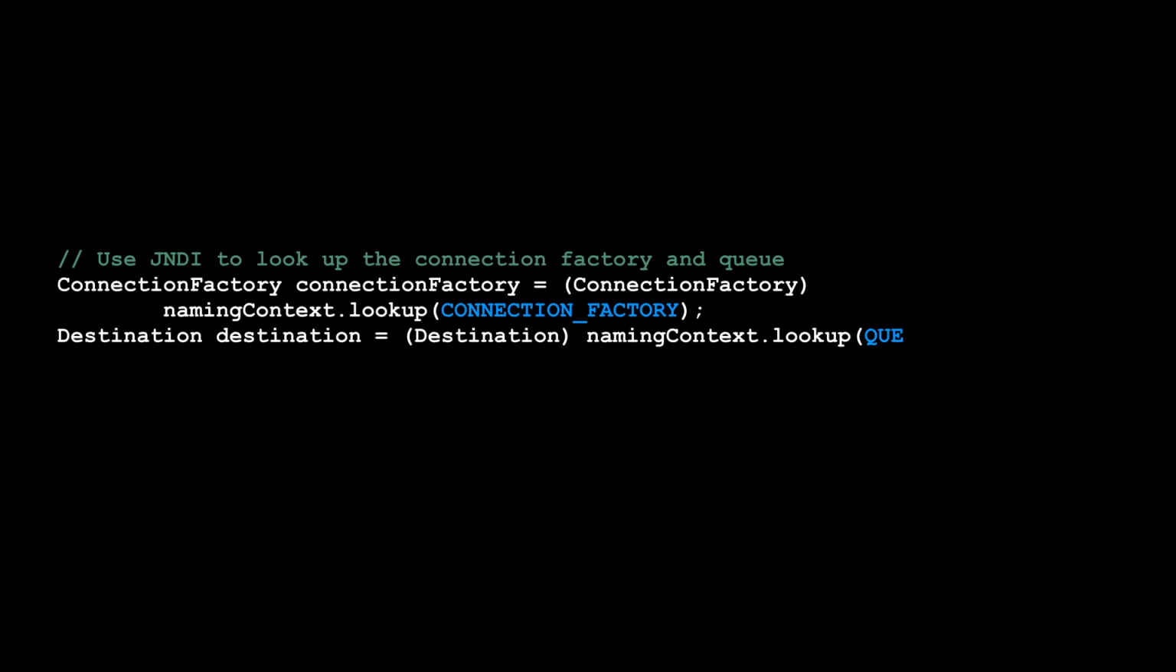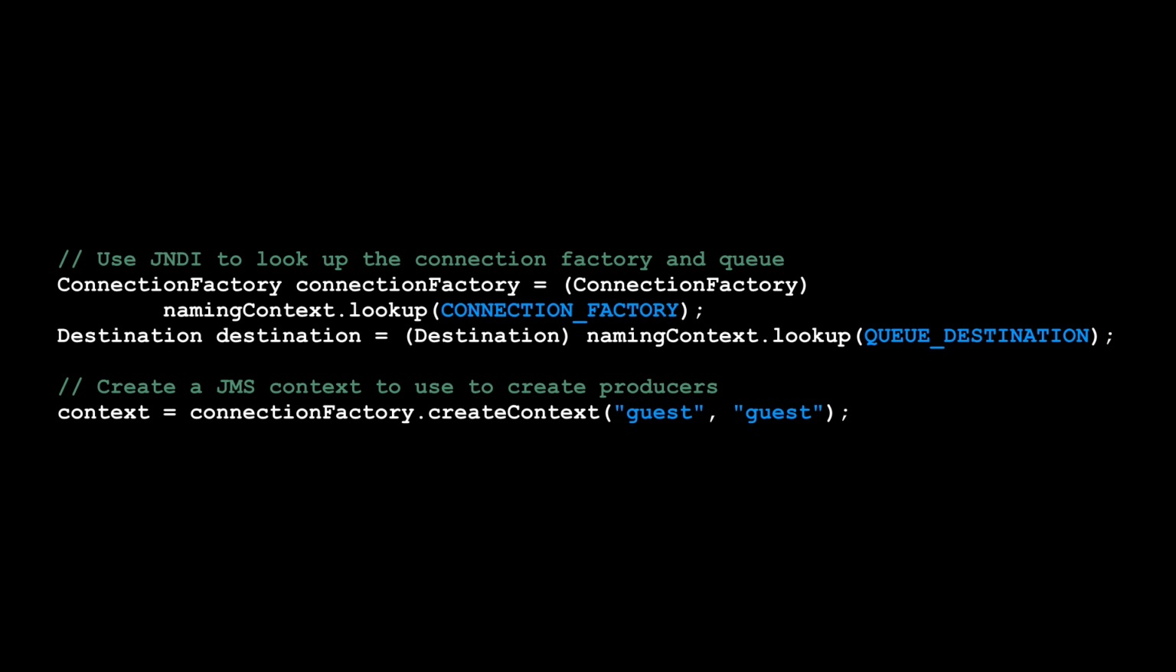Next, create the JMS connection factory and context. The JMS context provides the interface to the Java messaging service. We use this to create producers, consumers, and messages, which brings us to step number 3.